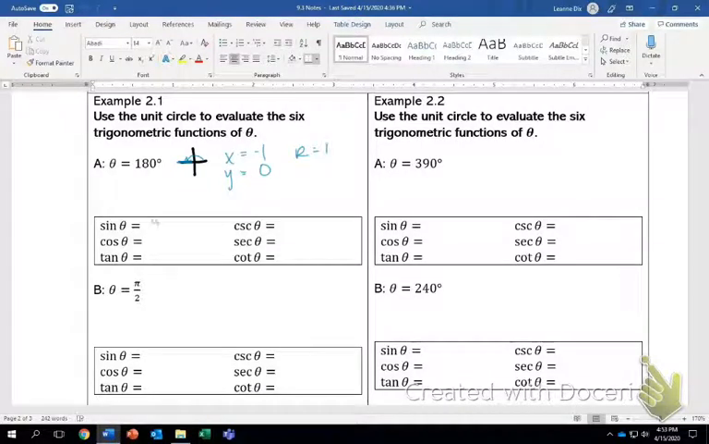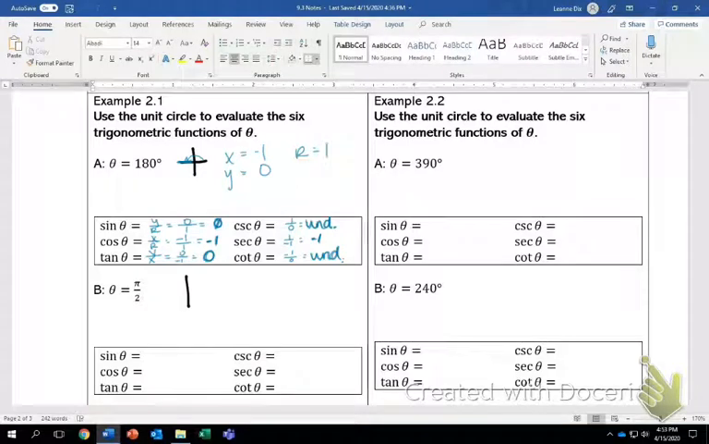R is always 1, and so we can do our sine, which is y over r, or 0 over 1, which equals 0. The reciprocal of that is going to have a 0 at the bottom, so we would put that as undefined. All right, cosine is x over r, or negative 1 over positive 1, which is negative 1. If you flip that, it's going to be the same answer, which is negative 1. Tangent is going to be y over x, which is going to be 0 over negative 1, which is 0. Do the reciprocal, and you get undefined again, because you cannot divide by a 0.